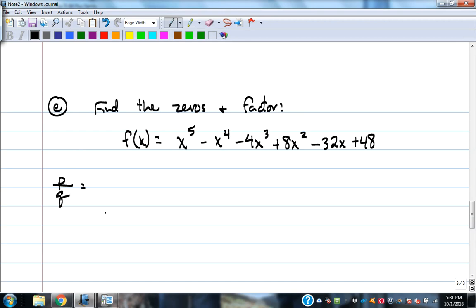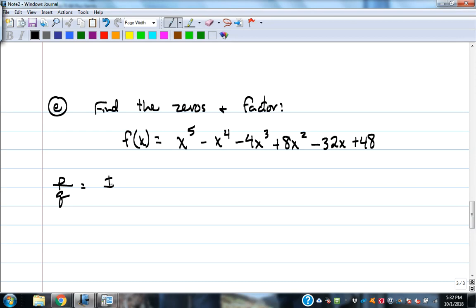This one is a little more lengthy. P over Q list. We're going to make that first, and then we'll graph it and hopefully find a few that work. Okay. So factors of P. P again is your constant always. Constant is always going to be the number up top. The factors of 48.